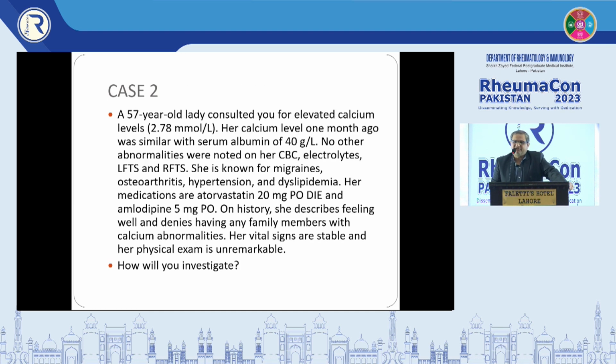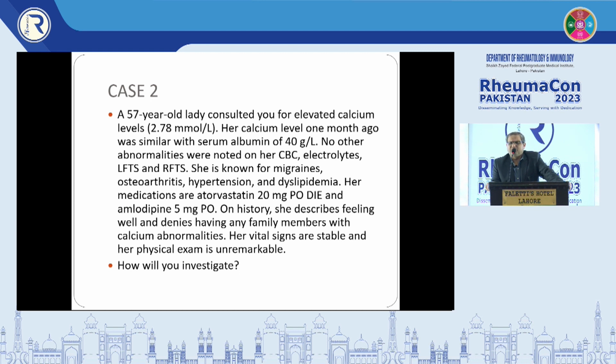Now this is the second case. A 57-year-old lady consulted you for elevated calcium levels. Her calcium level 1 month ago was similar, with serum albumin of 40 gram per liter. No other abnormalities were noted on her CBC. You can convert the millimoles to milligram. If you are not familiar with millimoles, the correction factor is 4. So you can multiply with 4, and that will give you the readings in milligram per deciliter.